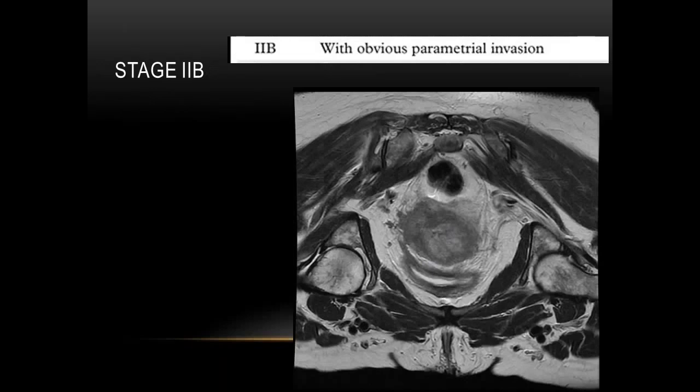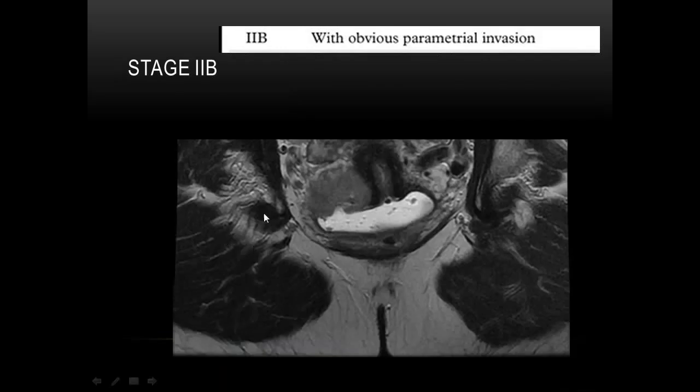This is stage 2B disease. There is obvious parametrial involvement. And our surgeons here, even if we have a question, a possibility of parametrial involvement, the patient is best served being treated like 2B disease. Another example of 2B disease here that is involving the parametrium. We have loss of this normal low T2 signal of the cervix. It is in the parametrium.